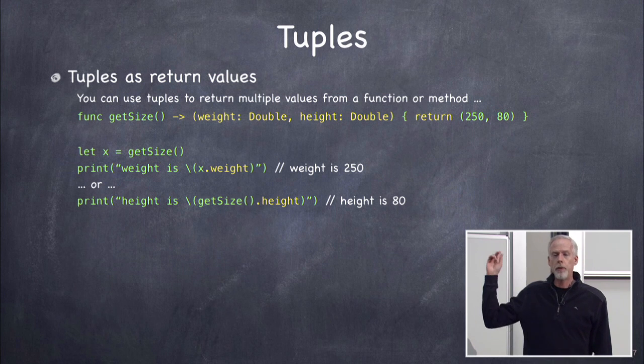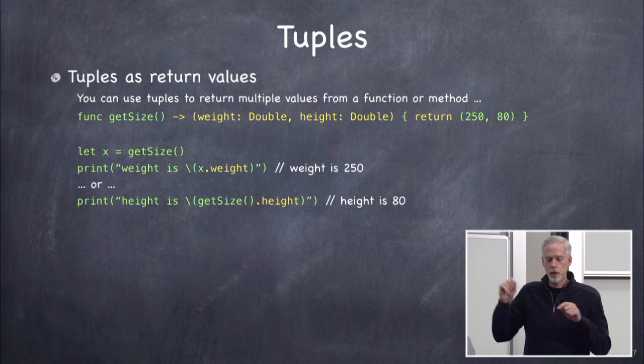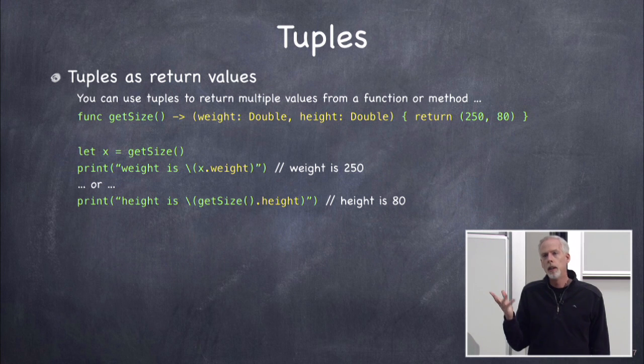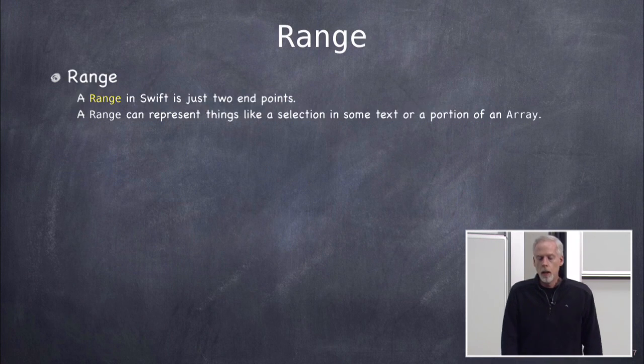Notice that when I returned it, by the way, in my code there in getSize, I didn't have to give the names. I could, if I wanted to. I could have said return weight colon 150, height colon, but I decided I'm just going to return the values. Okay, another thing, range.